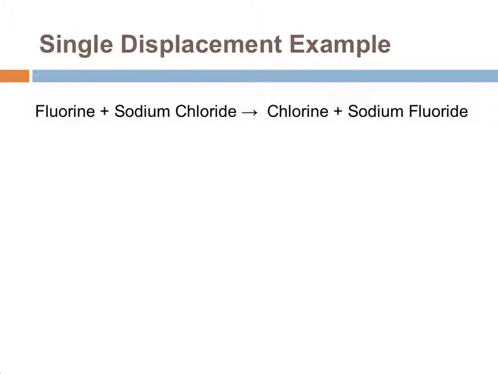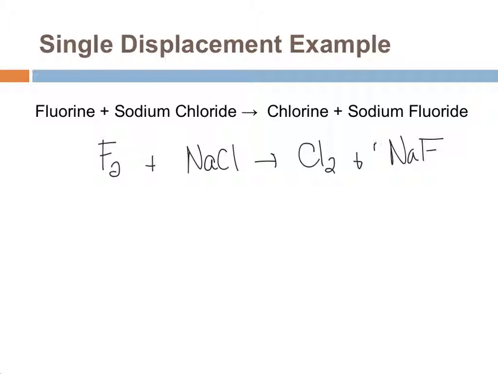An example of this would be fluorine. So fluorine, remember, is always diatomic, plus sodium chloride reacts to give chlorine, which is diatomic, and sodium fluoride. So we just need to balance again. We're going to put 2's in front of the sodium chloride and sodium fluoride. Now what you should notice here is that fluorine and chlorine are non-metals, so they are swapping places, and that's going to produce sodium fluoride and chlorine by itself.